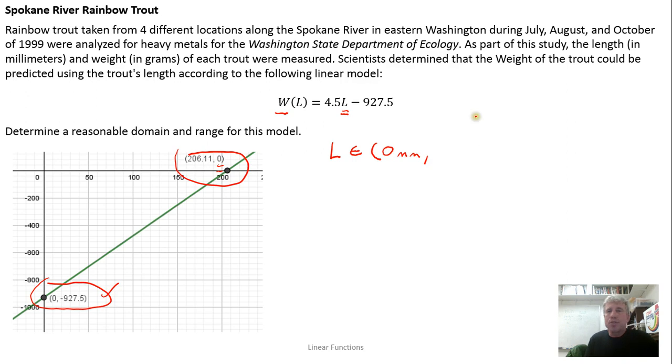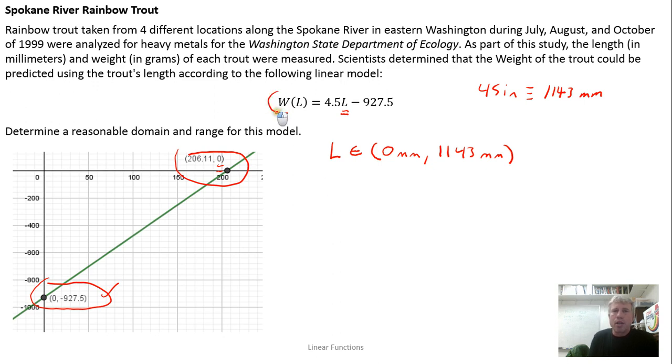And a little research on the internet is going to identify that kind of a max size on rainbow trout is about 45 inches, which is equivalent to 1,143 millimeters. So we could say, hey, let's run the length of the trout from 0, not including the 0, all the way up to 1,143, which is kind of a high-end length on a rainbow trout, and use that as the domain. And if we do that, what would the corresponding range be?